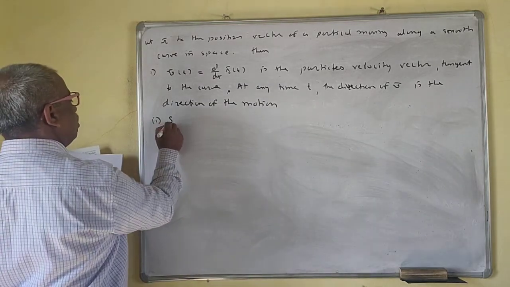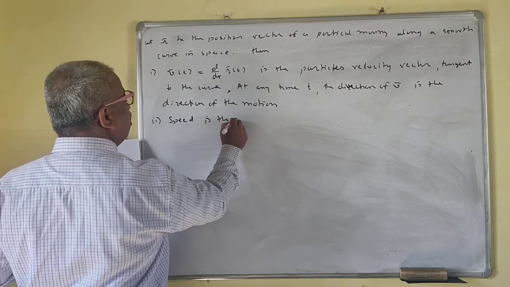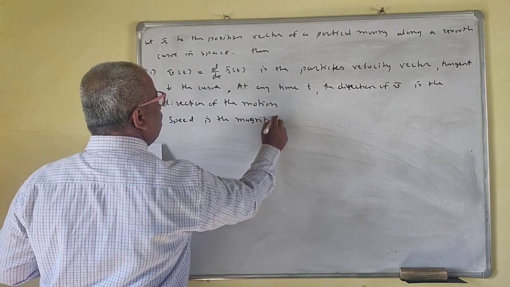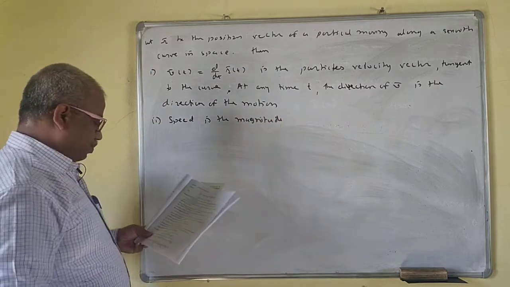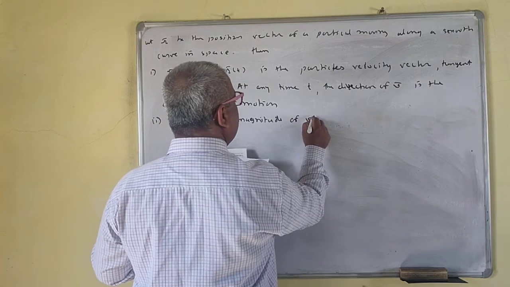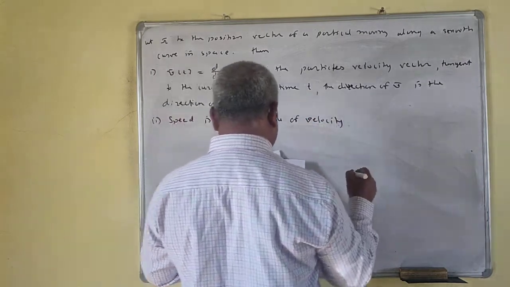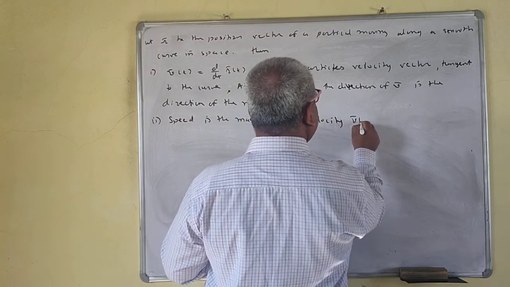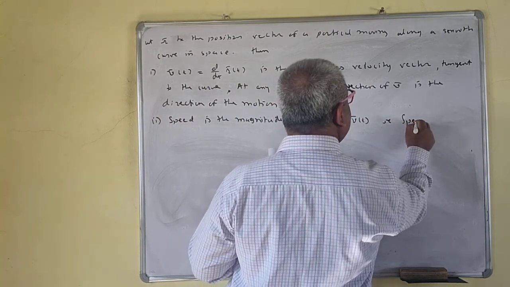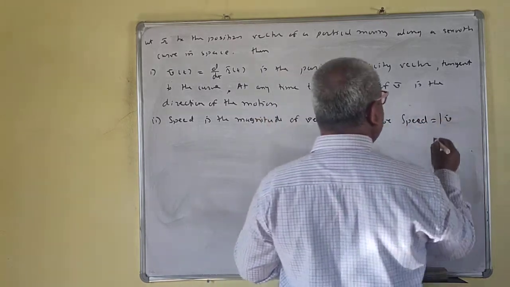Second, speed is the magnitude of velocity v bar of t. So speed is equal to mod of v bar.